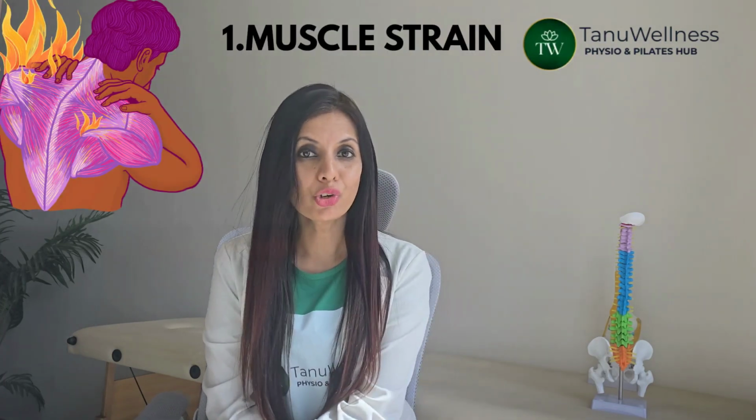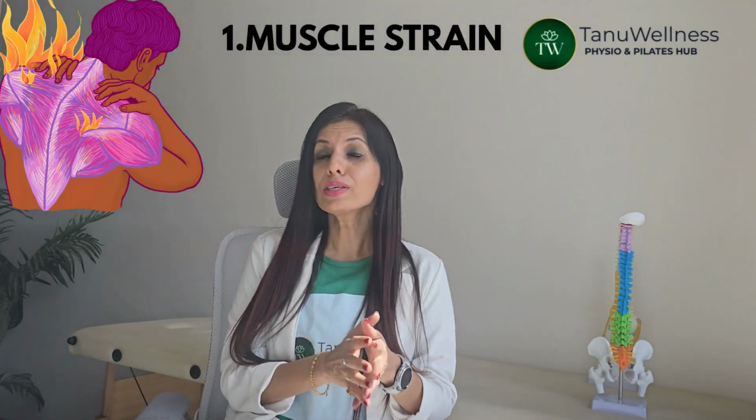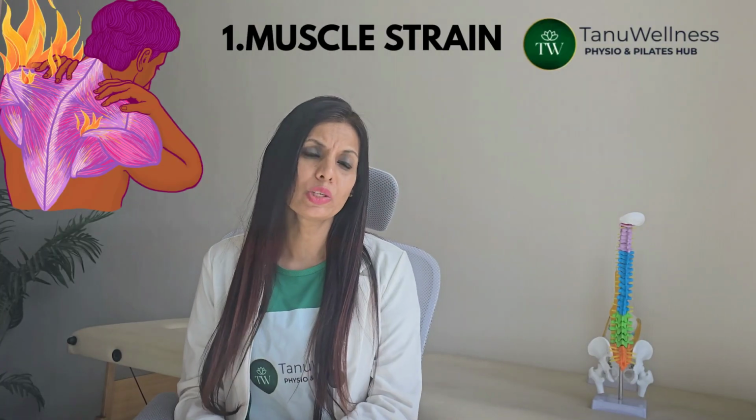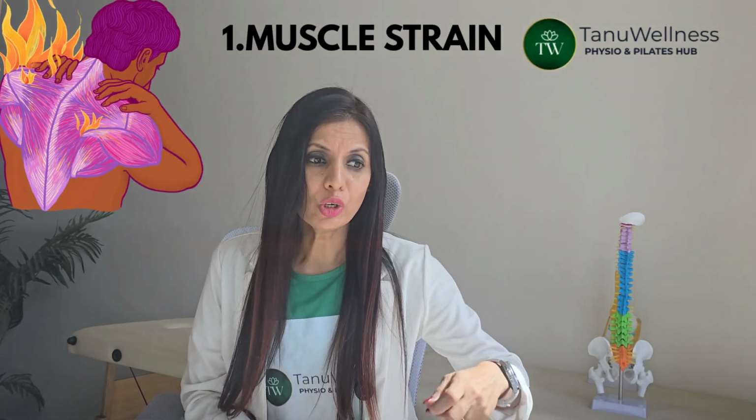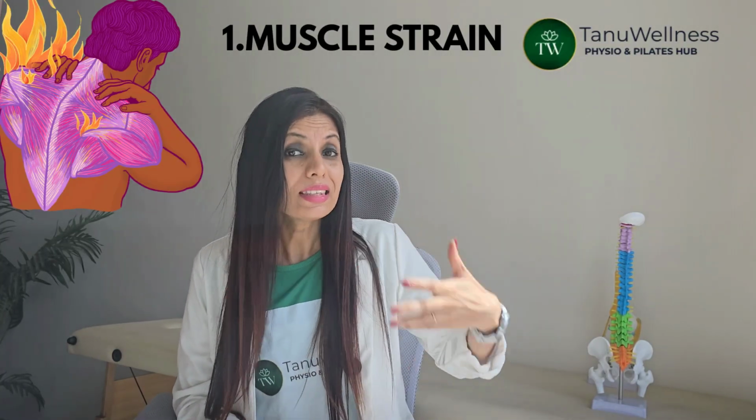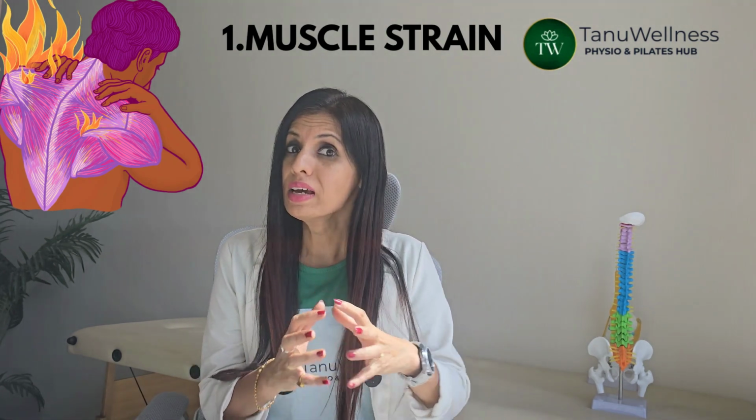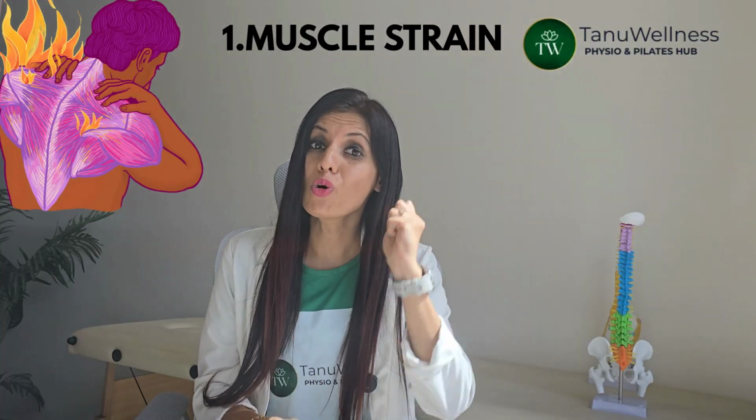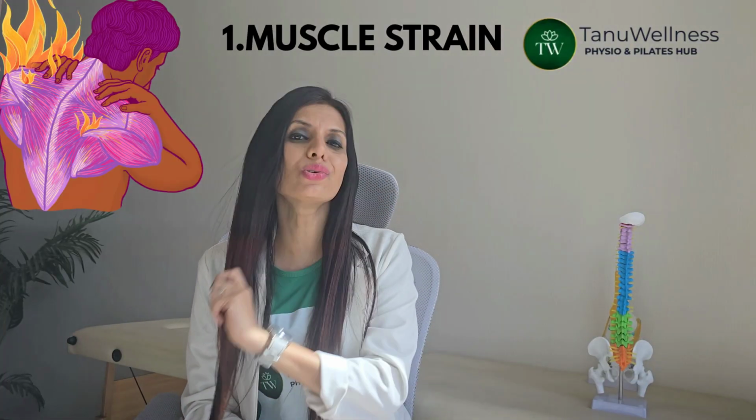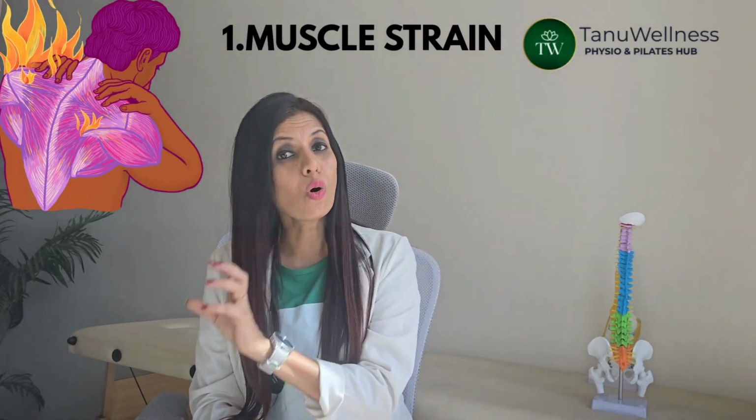Number 1, muscle strain or ligament strain. Now this is the most common one. You must have realized once you start walking and then you bend, all of a sudden you get a catch. This usually happens in already tired muscles. Yes, you heard it right. It doesn't happen all of a sudden. Your muscles are already fatigued. They're already weak. That's the reason you get this muscle sprain or muscle strain.